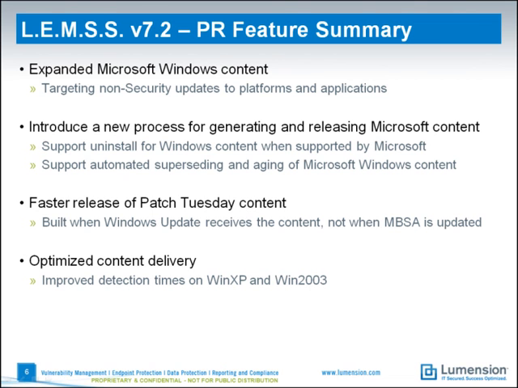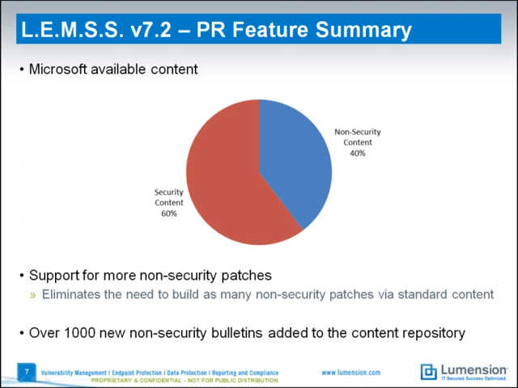This also means that Windows security content will be available within hours after Microsoft makes the content available via Windows Update. Finally, this new content framework provides for a more optimized delivery with better detections and optimized wide area network distribution. Now, if we take a look at the complete catalog of Microsoft Windows content, it roughly breaks down to about 60% security content and 40% non-security content. This non-security content is the area that's targeted with the release of Patch and Remediation 7.2. In aggregate, we're releasing over 1,000 new Windows bulletins in LPR 7.2.